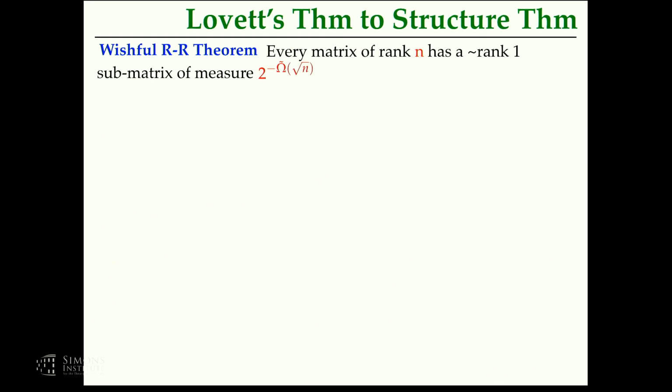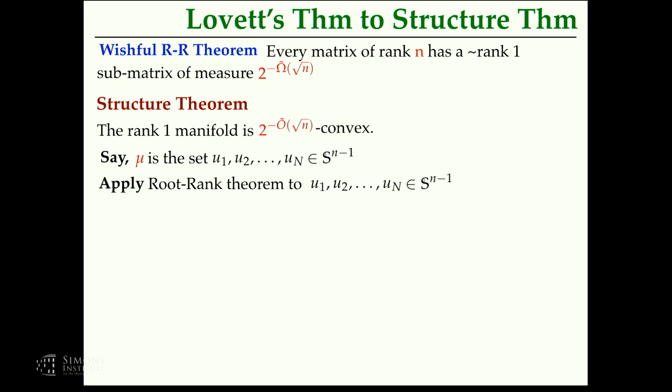Great. So for showing you this sketch of the proof of the structure theorem that I showed you before, I'm going to assume a wishful version of this root rank theorem where the Booleanity condition is not required. While you are with me, let's assume that the Booleanity condition is not crucial, and that this wishful version of our theorem is true. Great. So here is what I want to prove: that the rank 1 manifold is 2 to the minus O of root n convex.